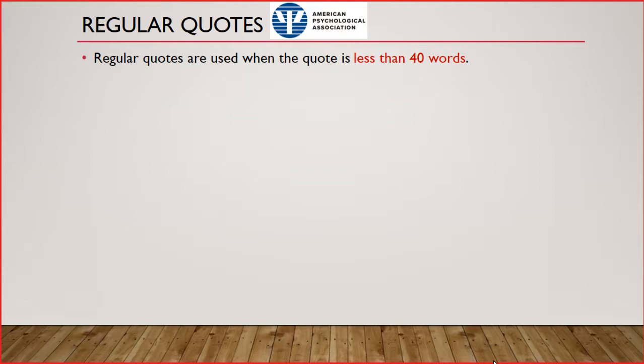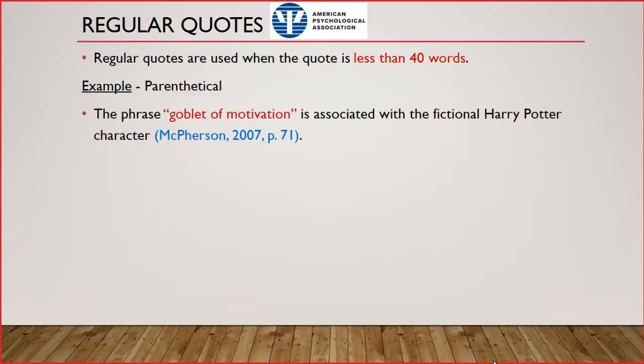Now what I'm showing you here is using the APA style. In APA, regular quotes are used when the quote is less than 40 words. Less than 40 words. For example, this example is what we call parenthetical. I will describe what the parenthetical type is here.